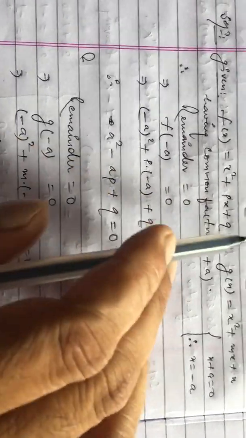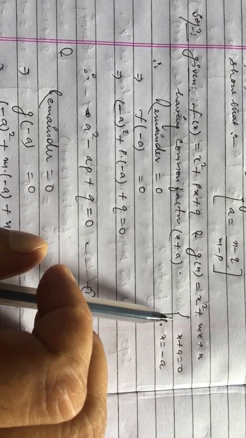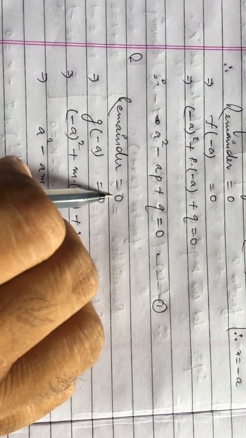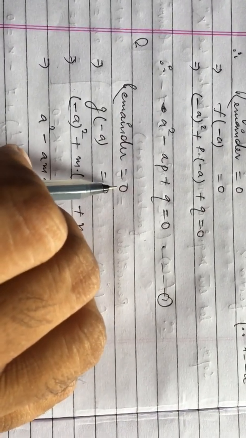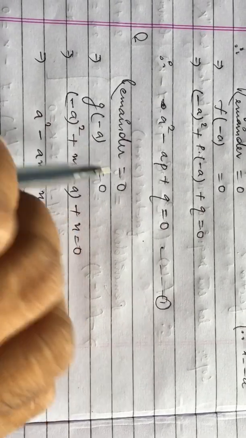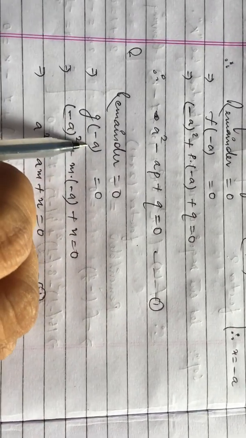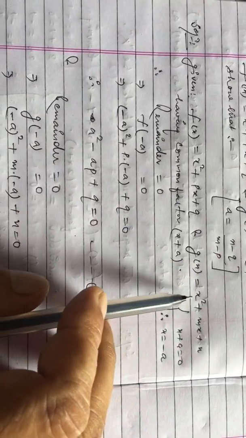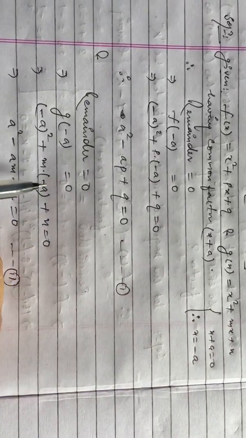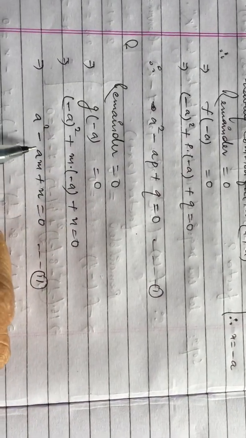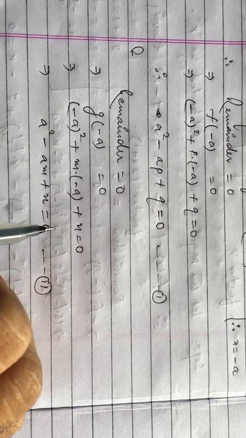Again the same polynomial divided by this gives the remainder 0, because it is a factor. In case of a factor, the remainder is 0. So g of minus a is equal to 0. Now we put here minus a, here minus a. So a square minus am plus n is equal to 0.